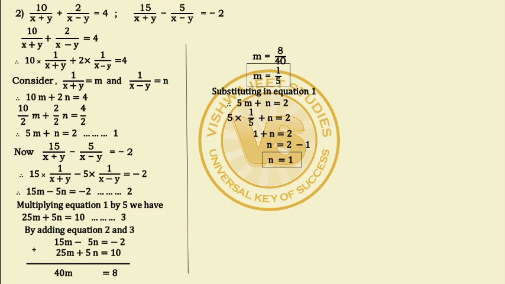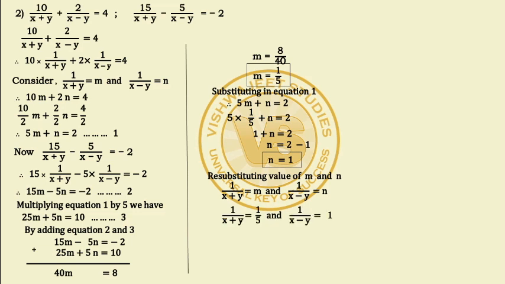Here we get the values of m and n. We are resubstituting these values of m and n again, that is 1 upon x plus y is equal to m and 1 upon x minus y is equal to n. Instead of writing m, we write here 1 upon 5 and instead of writing n, we write here 1. So we get the equation as 1 upon x plus y is equal to 1 upon 5 and 1 upon x minus y is equal to 1.